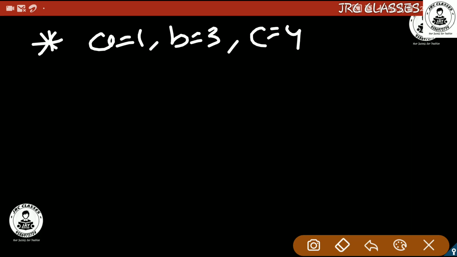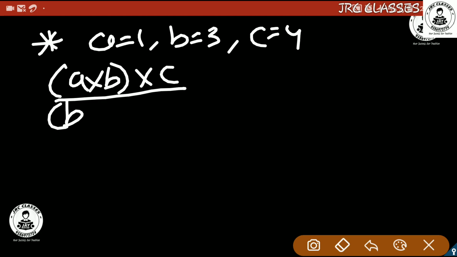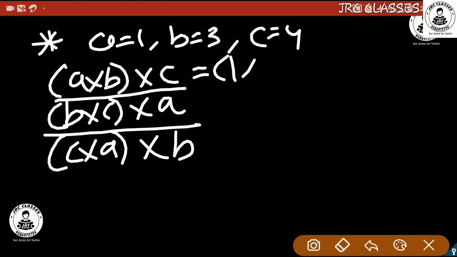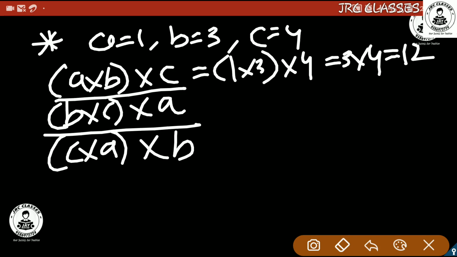Now multiplication. A is equal to 1, B is equal to 3 and C is equal to 4. Now A into B into C, this is the first group. Second group, B into C multiplied by A. Third group, C into A multiplied by B. What is A? A is 1 into 3, C is 4. 3 ones are 3, 3 into 4, the answer is 12 for the whole number.